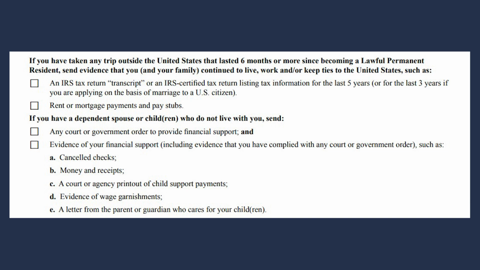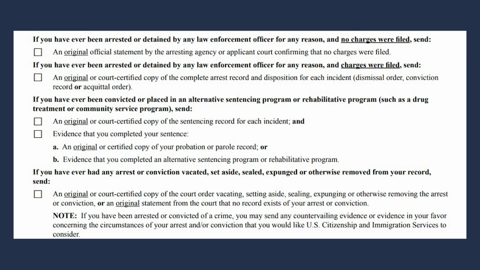If you have a dependent spouse or children who do not live with you, send any court or government order to provide financial support, and evidence of your financial support, including evidence that you have complied with any court or government order, such as canceled checks, money order receipts, a court or agency printout of child support payments, evidence of wage garnishments, or a letter from the parent or guardian who cares for your children. If you have ever been arrested or detained by any law enforcement officer for any reason and no charges were filed, send an original official statement by the arresting agency or applicable court confirming that no charges were filed.